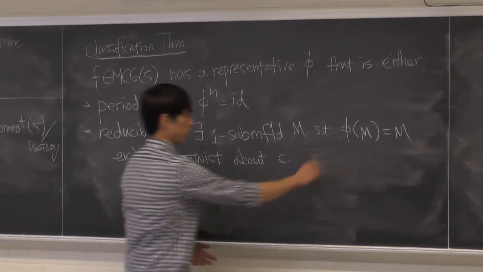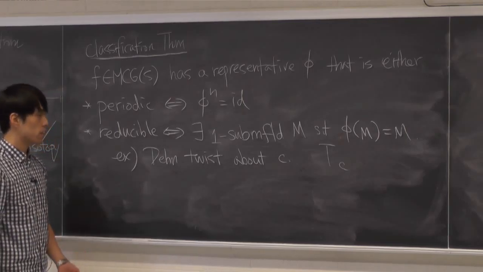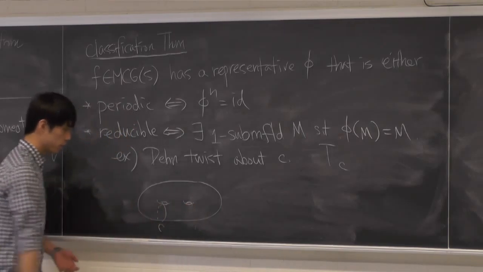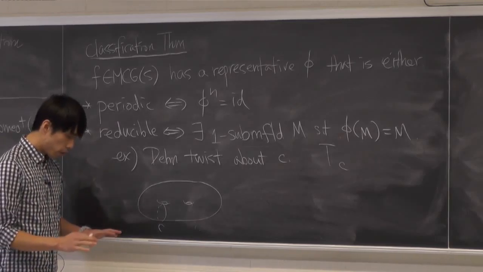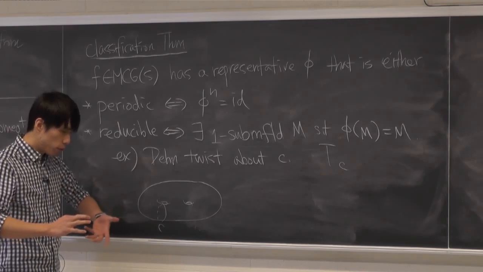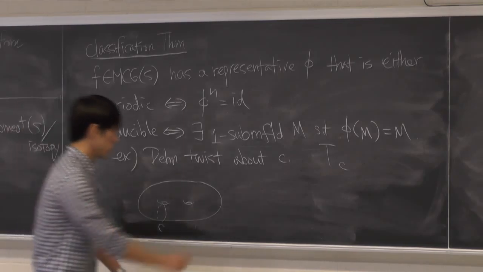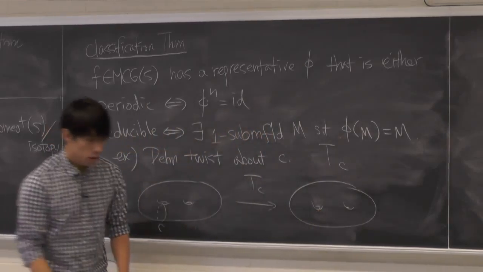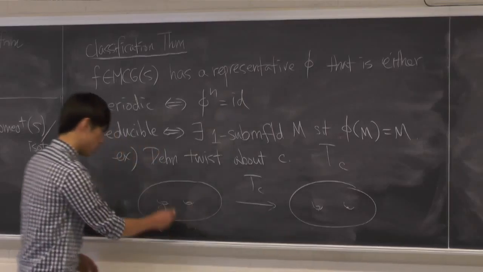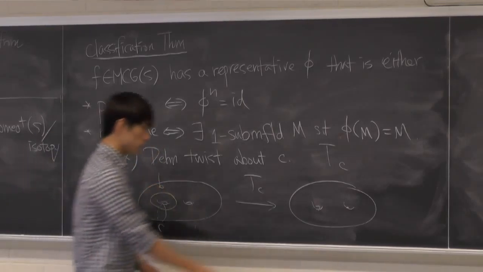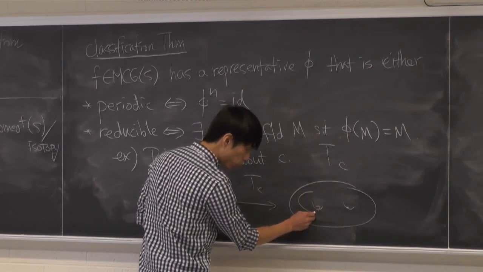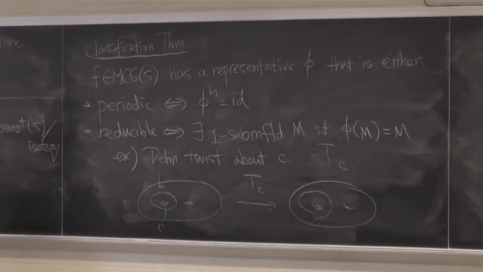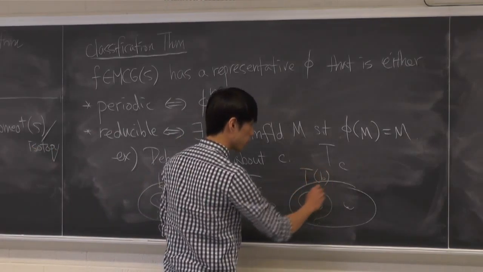About a simple closed curve C, we can consider a surface S with a simple closed curve C. Then we cut along C, rotate one handle by 360 degrees, and glue back together. Under this Dehn twist about C, the image of another curve, say B, when it intersects curve C, wraps around C and then goes back to the original position. So this is the image of B under the Dehn twist about C.